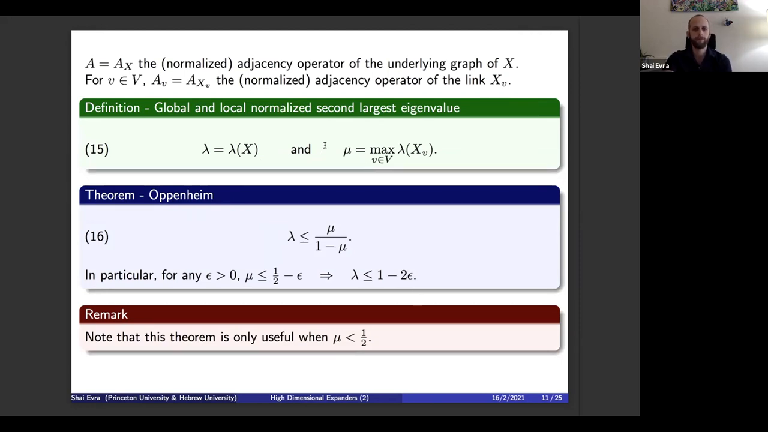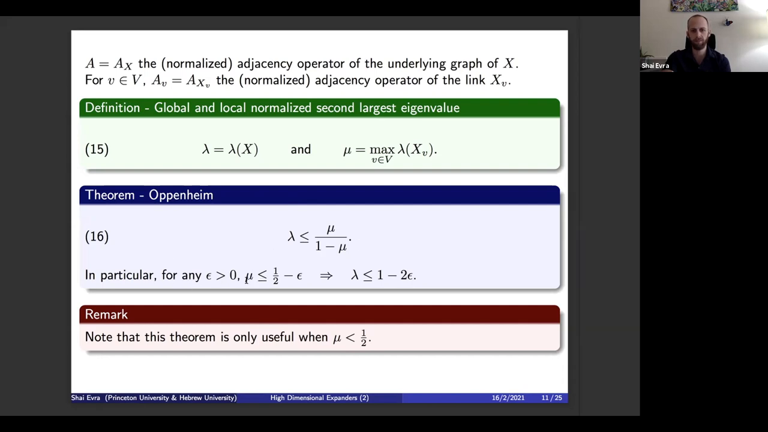And so we are interested in two parameters. Lambda is the normalized second largest eigenvalue of the global underlying graph. And mu is the maximum among all the second largest eigenvalues of all the links. If all the links are the same, then it's quite easy to determine mu. And the theorem tells you that you can bound lambda by an expression in terms of mu: lambda is smaller or equal to mu divided by 1 minus mu. And this is the main point of the local to global method.